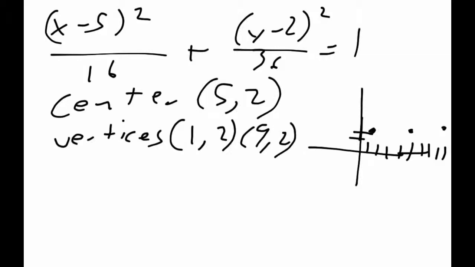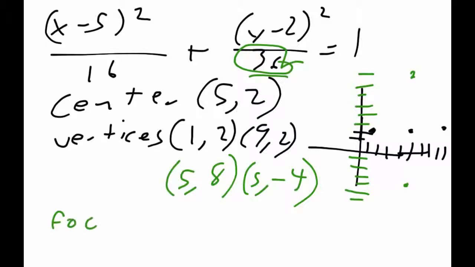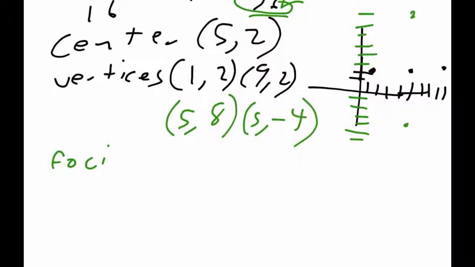And because this is 36, I'm going to go up 6 and I'm going to go down 6. So those points were at 5, 8 and 5, -4. And if you notice, the y number is bigger, so this is a vertical. So when we do the foci, the y values are going to change from the center. So c squared equals 36 minus 16. So c squared equals 20.